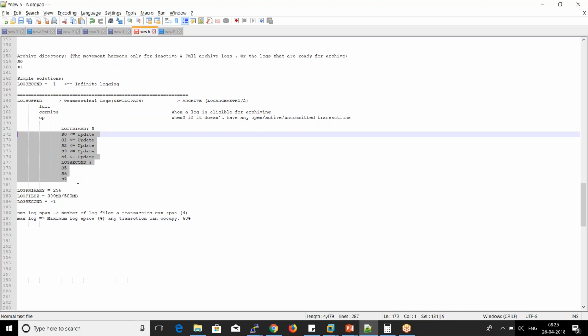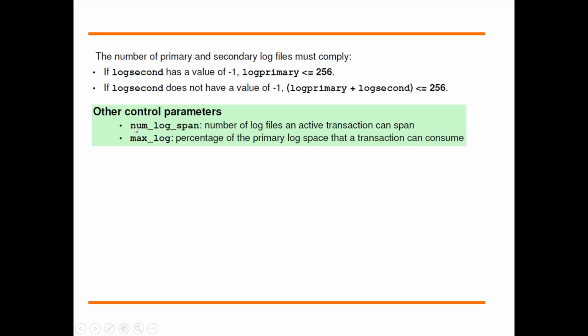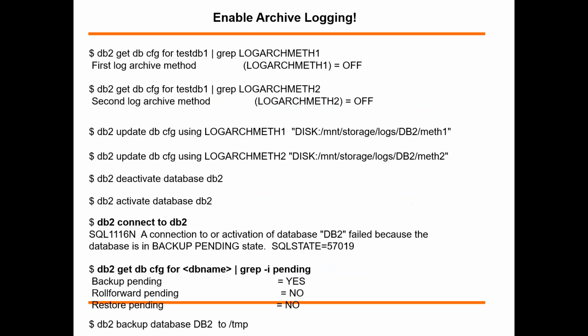You just make sure from the DBA side that because of one bad guy or one bad workload, you should not make other logs suffer. So those are these parameters: number of log span and max log. This is some kind of maintenance stuff. This max log is only for primary log space, not secondary log space, only primary. Those are the parameters we play with.